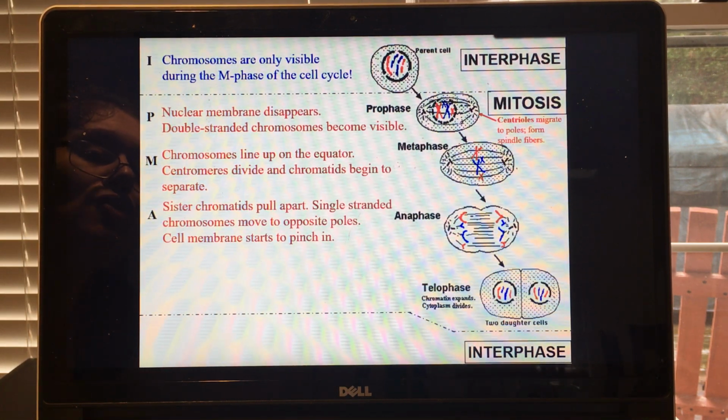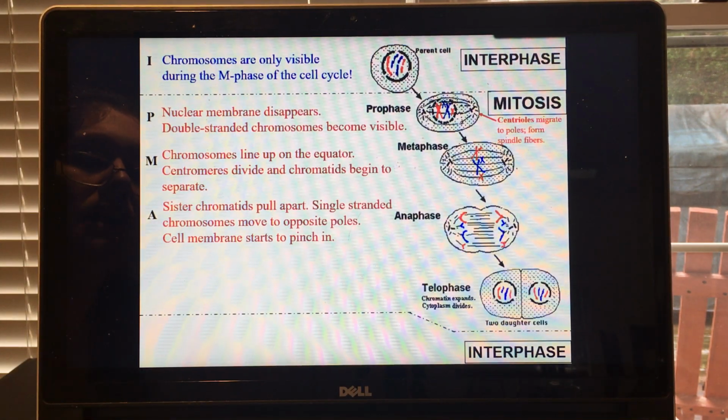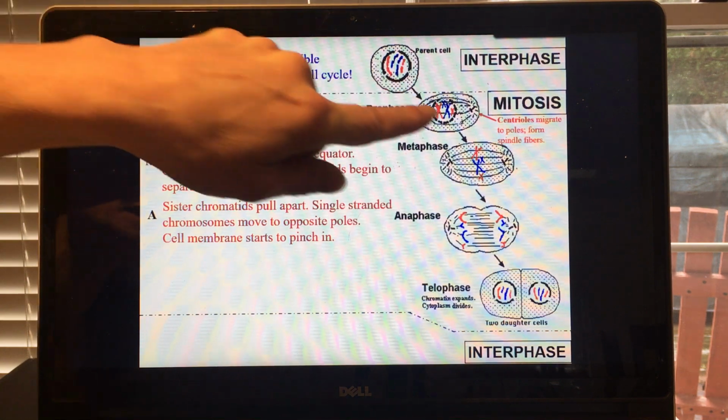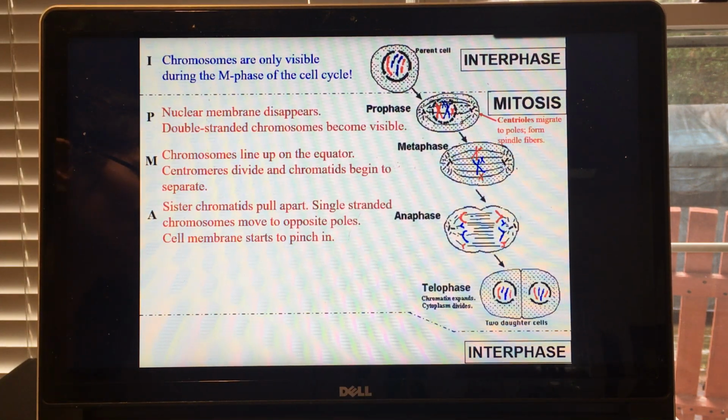In this case, the sister chromatids pull apart and move towards the poles of the cell. And the cell membrane begins to pinch in. So if you see chromosomes going to the opposite sides of the cell, you've got anaphase. I want it noted that they're really not called sister chromatids once they're pulled apart. A sister chromatid is half of a double-stranded chromosome, but once they're separated, they are considered single-stranded chromosomes.